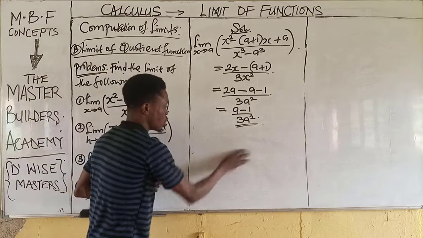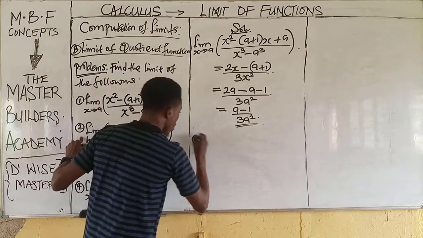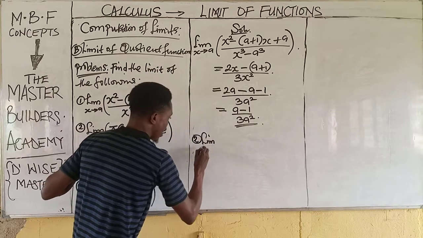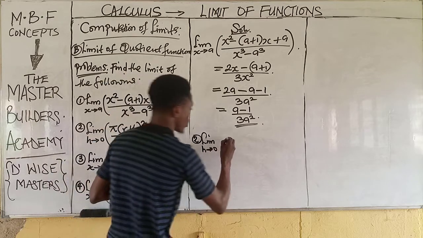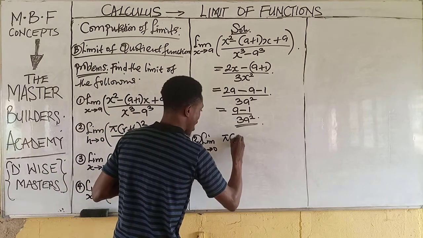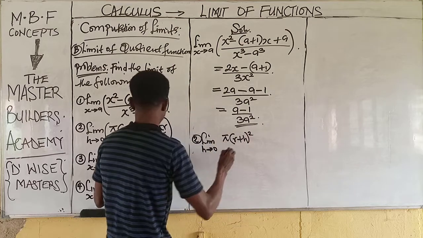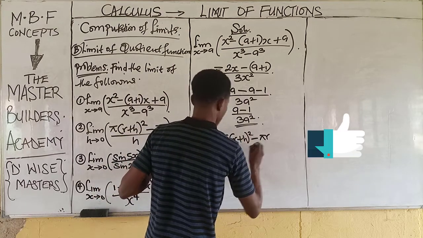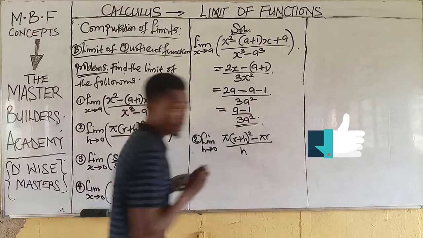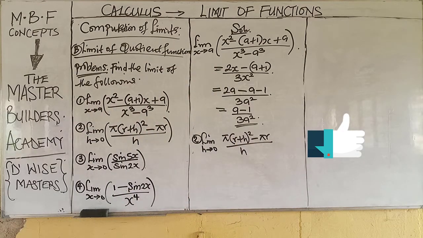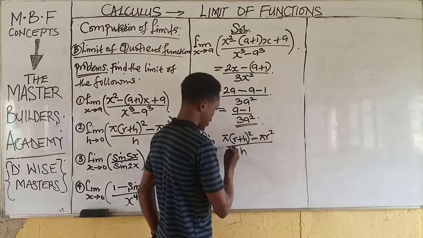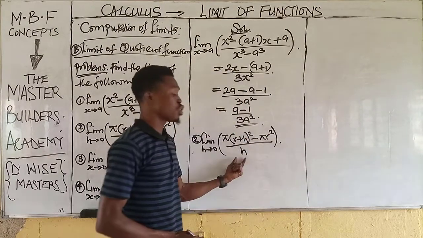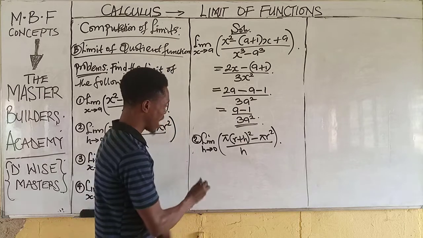Now, let's look at question number 2 very quickly. We have the limit of h tends to 0, and the function there is pi open bracket r plus h all squared minus pi r squared over h. Now, all I need to do is to look at the denominator. At the denominator, I have h.